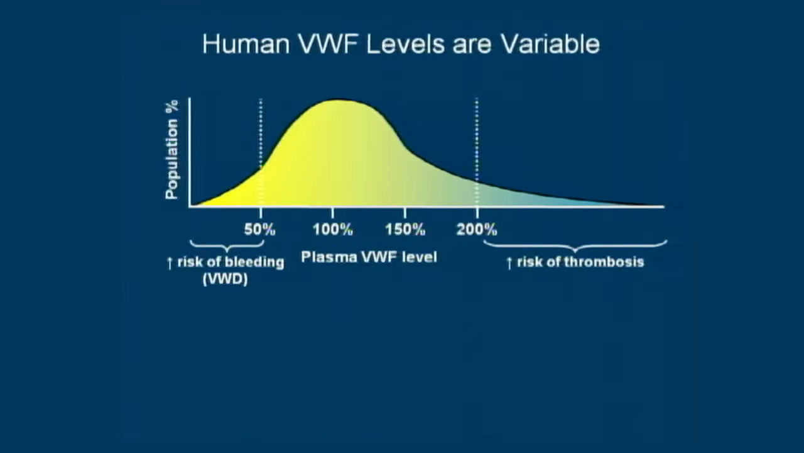We know that at the low end, you're at increased risk for bleeding, and you're more likely to be diagnosed with von Willebrand disease. And if you're at the high end, and I've put it conservative, greater than 200, but probably greater than 150, you're at increased risk for thrombosis. And the strongest evidence is in MI and stroke.